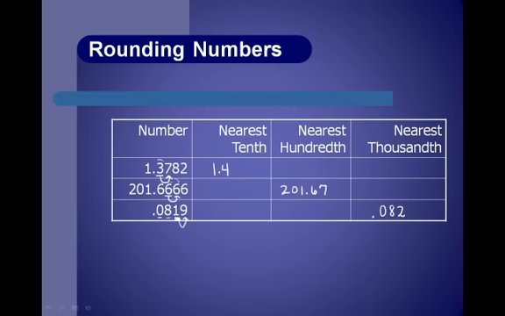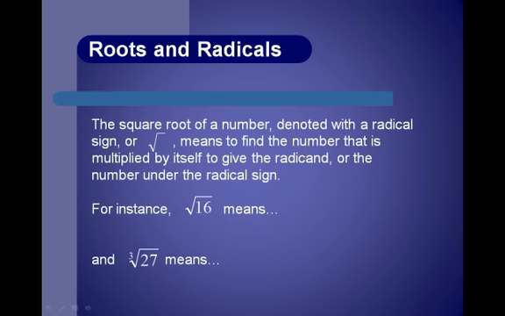Just to give you an example of one where we don't round up, the 0.0819 to the nearest hundredth, we would mark the digit in the hundredth spot, which would be the 8. This time we'd be looking at the 1. That's not above 5, so in that case we would round down, which means we leave that alone, so we would get 0.08. Okay, now let's talk about roots and radicals for a second.